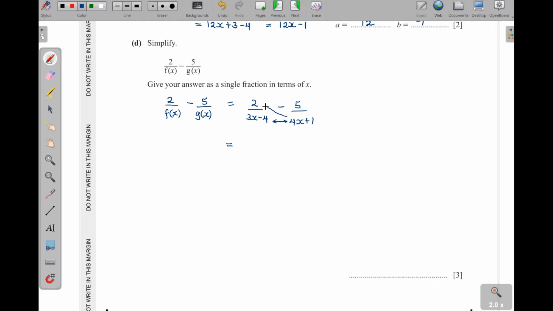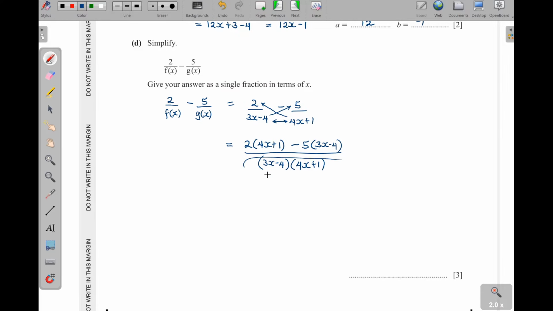Then get this one, multiply with this, get this one, multiply with that. We call it the butterfly method. So we shall have 2, then times 4x plus 1, okay? Then there is minus, this 5 here shall multiply with the 3x minus 4, and then we shall divide by this 3x minus 4, then times the 4x plus 1.